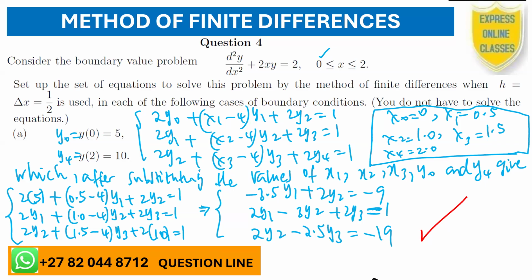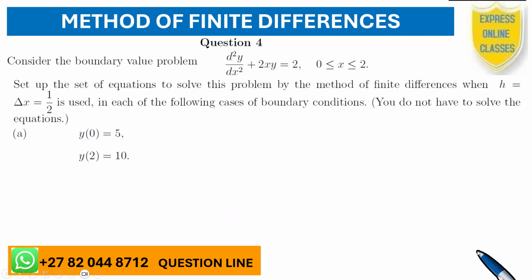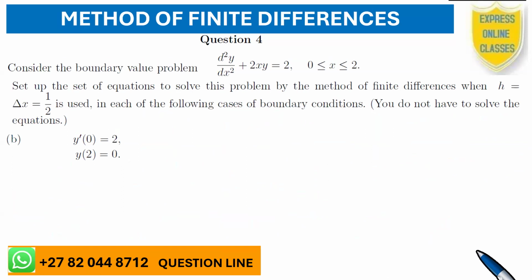And we are done with part A of this particular method of finite differences. We continue to the next one, and we look at the method of finite differences next as follows. Right, we move on. The next one is part B.